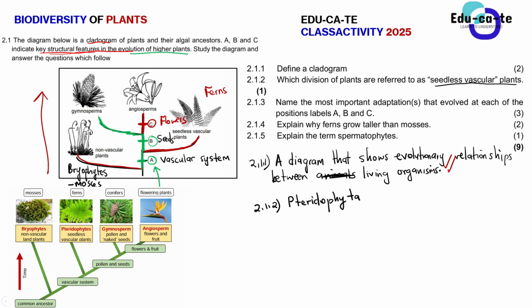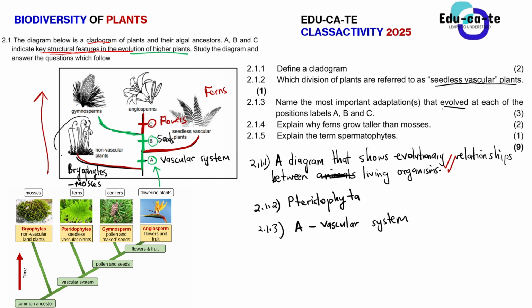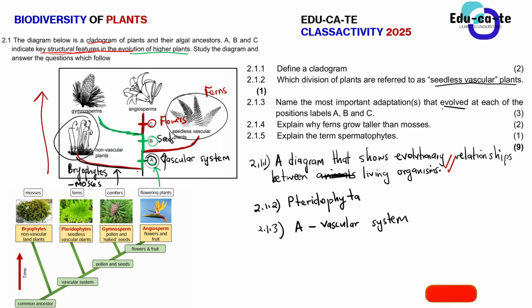Something like that, guys. I know that you love this topic so much, so let's do 2.1.3. 2.1.3 says, name the most important adaptations that evolved at each of the positions labeled A, B, C. We've already labeled and say that A is the vascular system. So A is the development of a vascular system, because for bryophytes to change to pteridophytes, they developed a what? A vascular system. So for us to move from here to here, we developed a vascular system.